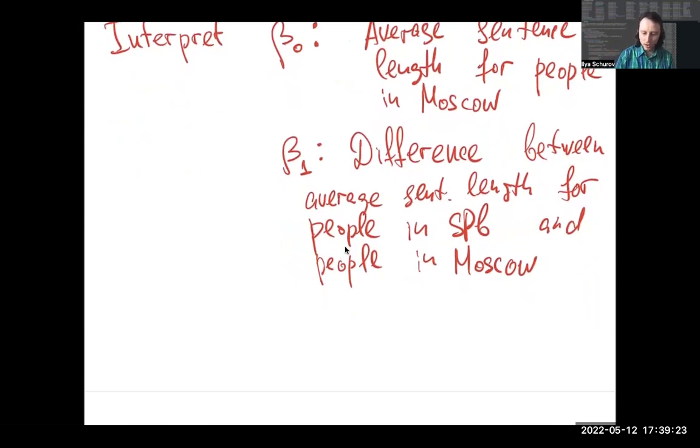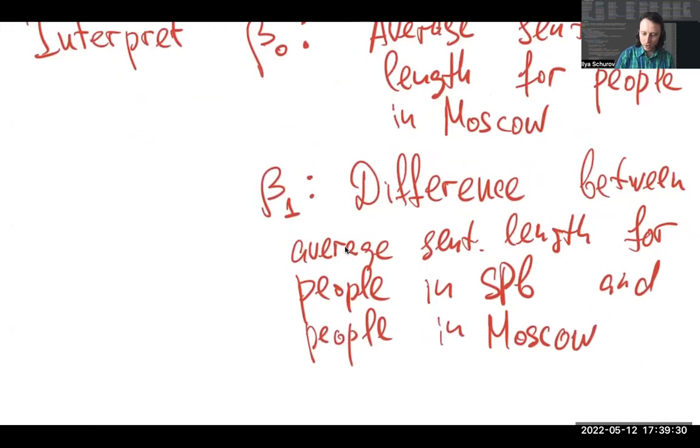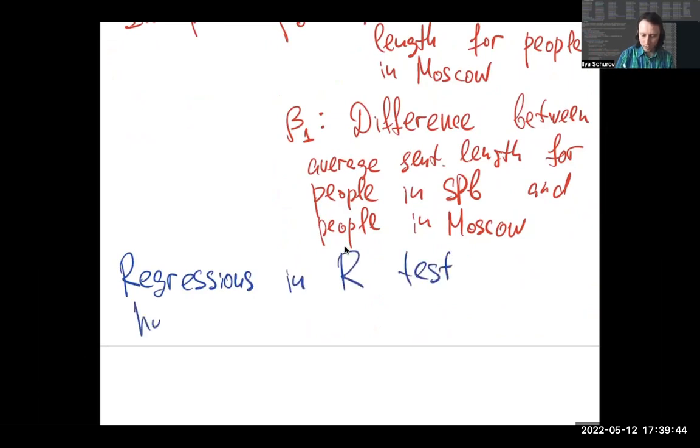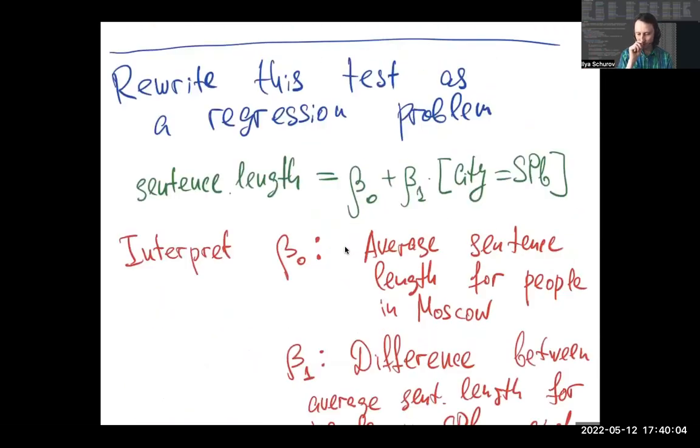And when you do regressions, you can have an estimate of this coefficient and also its significance. So regressions in R test hypotheses like beta 1 equals zero. So basically this is the same thing as doing a t-test for our initial data. And this model is just another way to think about this t-test.